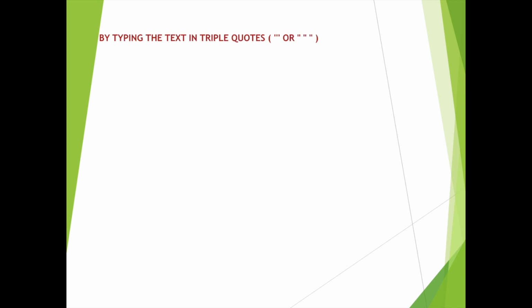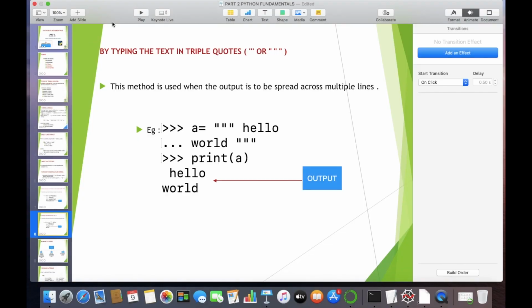The next method is by typing the text in triple quotes. This method is used when the output is to be spread across multiple lines. If you want the output to also come in more than one line, then you will enclose the text in triple quotes. Let us see it with the help of an example.